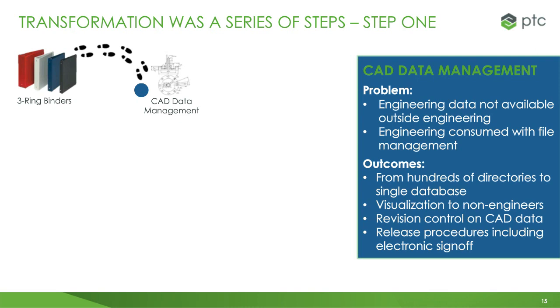So what did we do? Well, the first step in this, we decided to move to Intralink. It was a PTC product, a Pro-E data management solution. Pro-E, of course, is the predecessor to what they call Creo now. We went from hundreds of directories to a single database. Visualization for non-engineers was now possible. We now had revision control on CAD data and release procedures, including electronic sign-off.